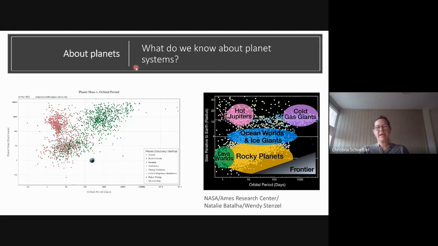So what do we know about planet systems? We know quite a lot. I think in the past 10, 15 years, planet searches and the finding of planets has massively taken off. And we now know over 5,000 planets in many different single and multi-planetary systems around a whole host of different stars. This is represented here on this mass orbital period diagram, where the different colors represent the different discovery methods for planet systems.